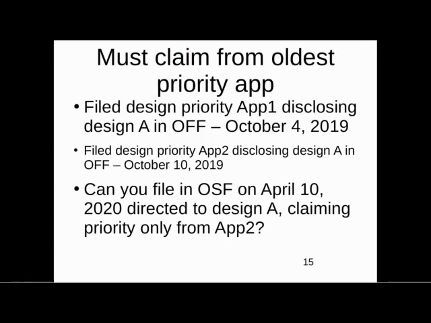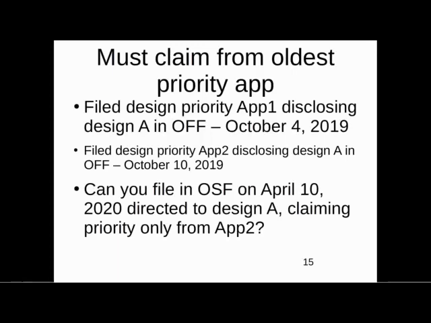Suppose a design application was filed October 1, 2019, almost 6 months ago. And then a second application filed in that same foreign country 6 days later, October 10th, 2019. Can you sit and wait and count 6 months from the second one, and is that when you can file in the US? Can you just say, I'll file from the second one, and that'll be good enough? Well, the answer is yes, you can file. But the priority claim will fail, because you got to file from within 6 months of the earliest one in the foreign country that contains the disclosure that you care about.